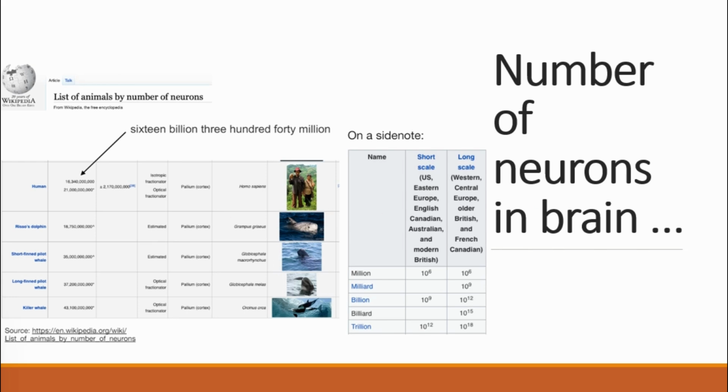Now, just out of interest, I looked up on Wikipedia the number of neurons, because one might argue maybe neural networks are not as good as the human brain in terms of doing certain tasks, because the number of neurons is maybe different. When I looked up the number here, it says 16 billion, 340 million neurons in the human brain. So here in this case we have 16 billion. If I look at the killer whale, it has 43 billion. So I would say humans are more intelligent than whales. Also, we can't answer that with 100% certainty, but that's my assumption here. So it can't be just the number of neurons that makes something more intelligent.